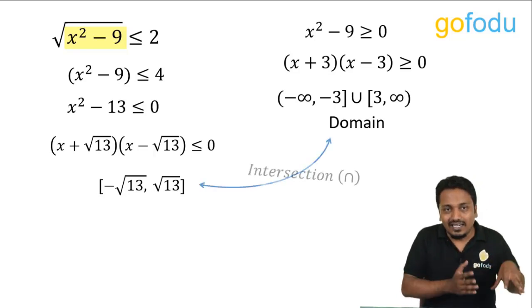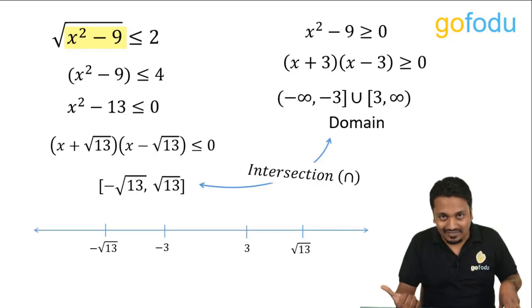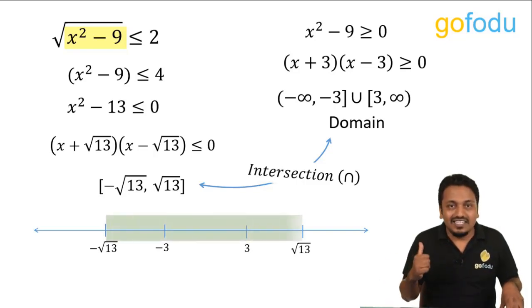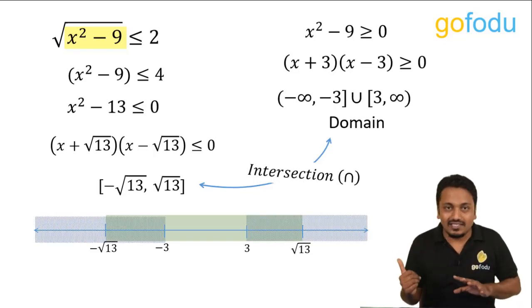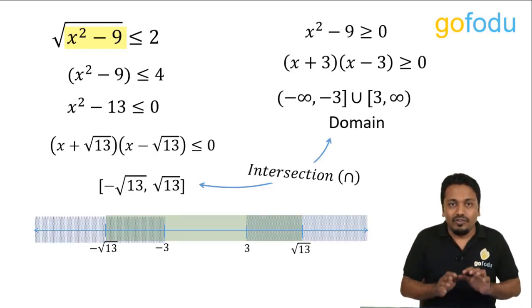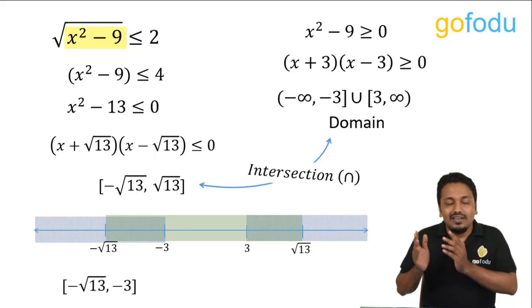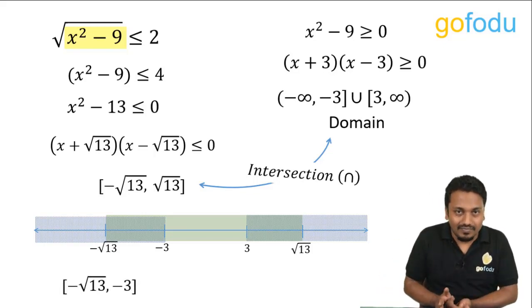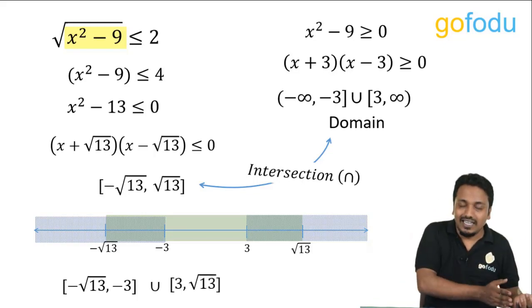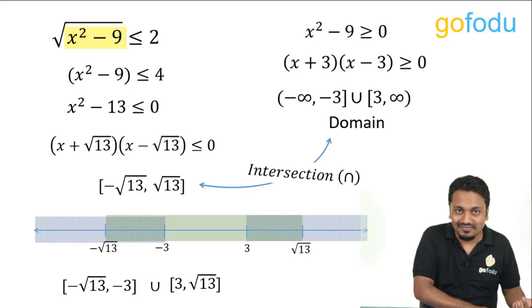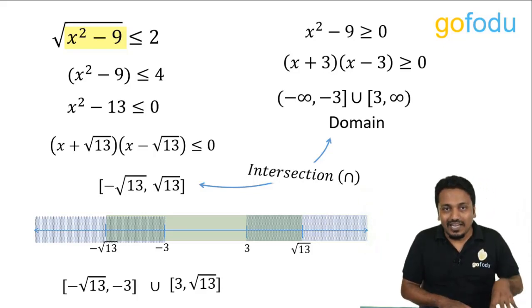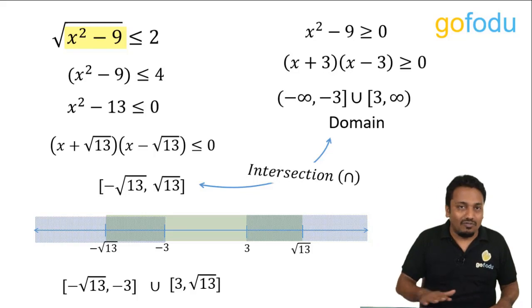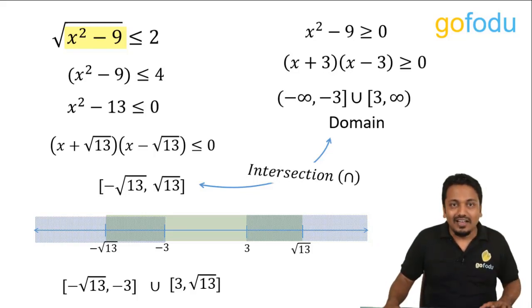Now let's take intersection of this with our domain. This green region is the answer that we got now, and this shaded region is the domain of x that we have calculated earlier. So we will get our final answer as minus root 13 to minus 3, both included, union 3 to root 13, both included. So this was a brief discussion about square root inequalities. I hope the concepts are clear to you by now. Thank you.